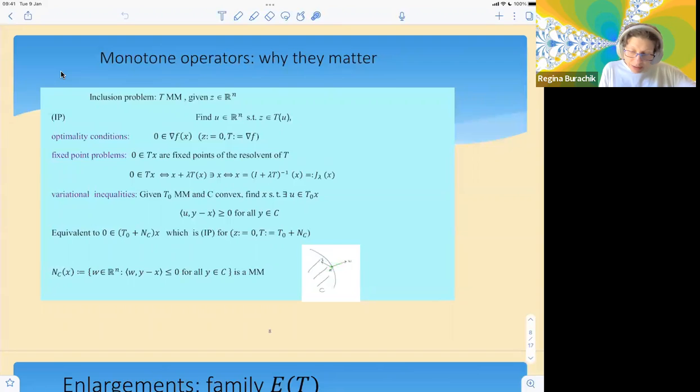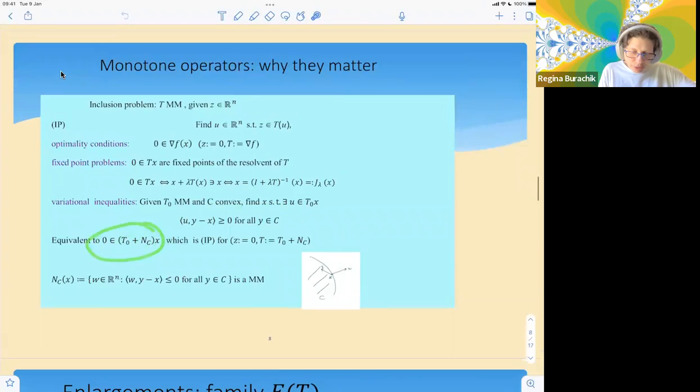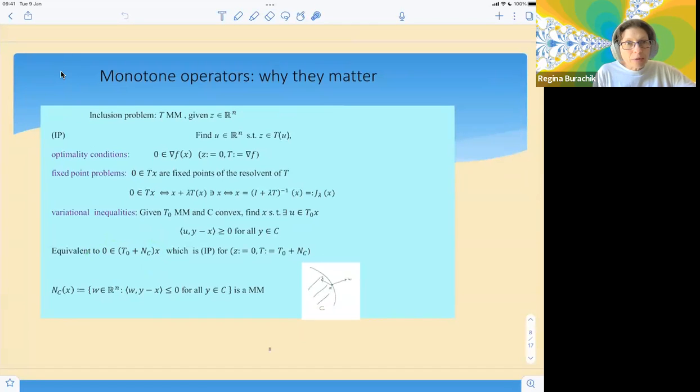So the variational inequality problem corresponds to finding a 0 of the sum of two operators, one of them being the normal cone associated with C. And it can be written in terms of inequalities in this way. So this really implies that you have a 0 of this inclusion. And this is totally written in terms of maximally monotone operators.